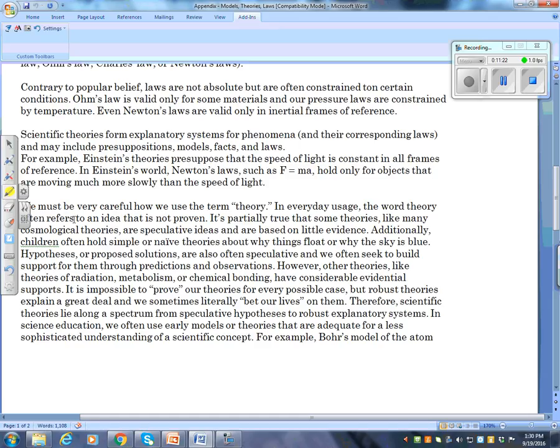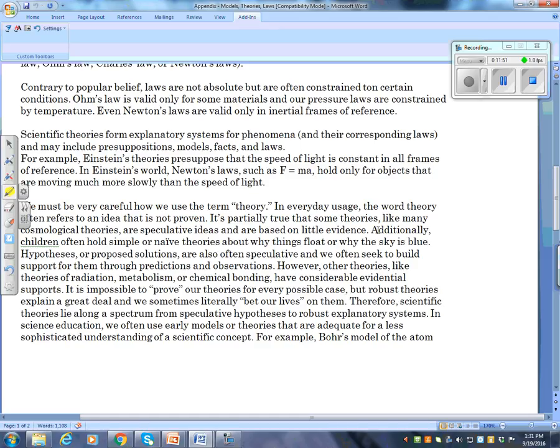It's partially true that some theories, like many cosmological theories, are speculative ideas based on little evidence. Additionally, children often hold simple or naive theories about why things float or why the sky is blue. Hypotheses or proposed solutions are also often speculative, and we often seek to build support for them through predictions and observations. However, other theories, like theories of radiation, metabolism, and chemical bonding, have considerable evidential support. There's a lot of evidence backing them up.